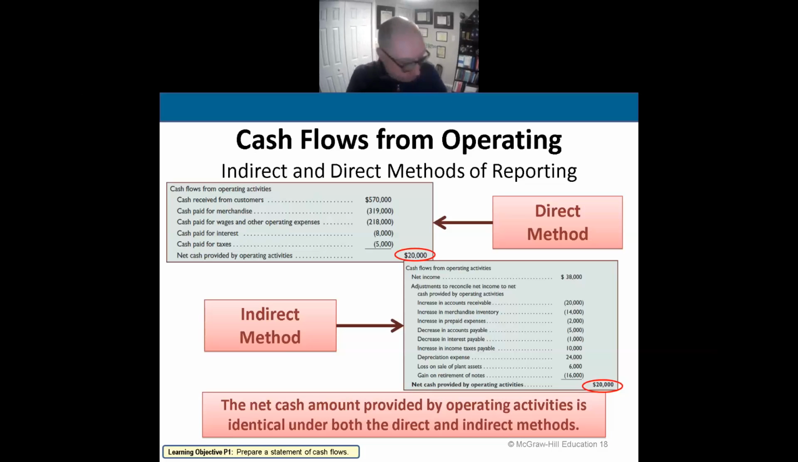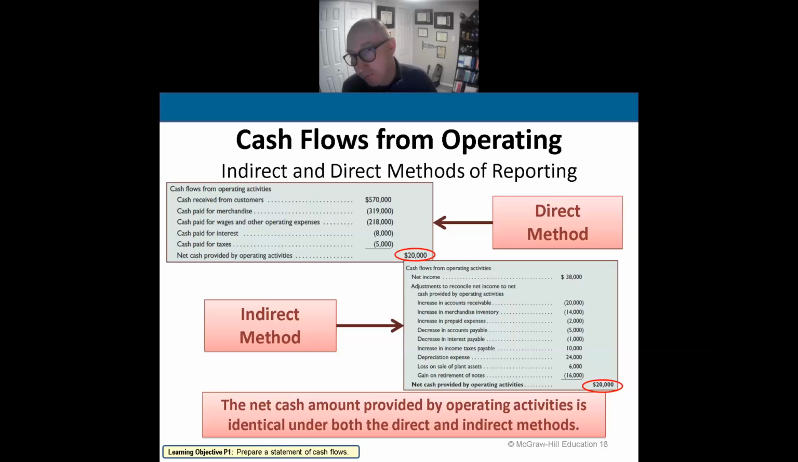There are two methods that we use in accounting to formulate the statement of cash flows. One is called the direct method, and the other is called the indirect method. And we do this for operating activities only. This is how we find the net cash for operating activities. I'm going to show you how both of them work.